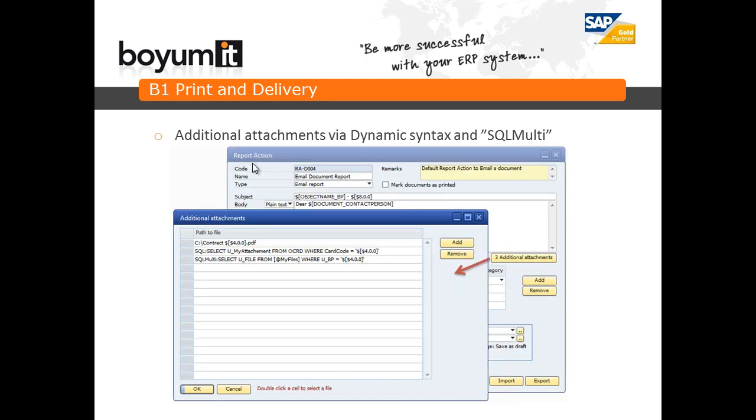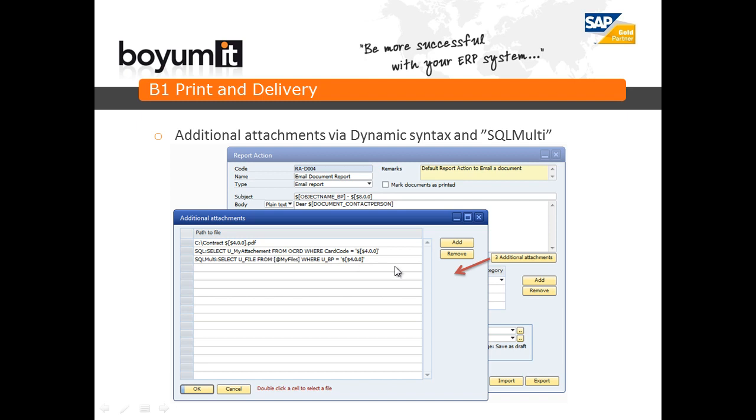Second up is also in B1 Printer Delivery, where we will now have more features in the additional attachments. It can now use the dynamic syntax, so we can use the 4.0.0 here. We can also use SQL : as we know from the other configurations. In this case, I'm just taking a UDF from OCRD.